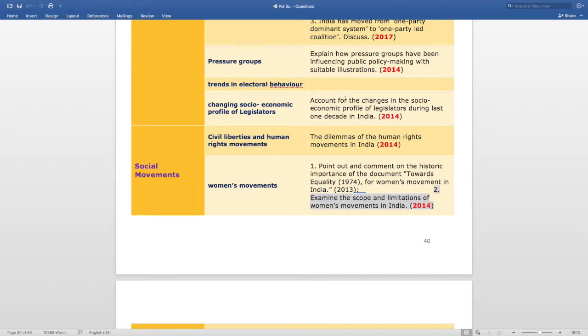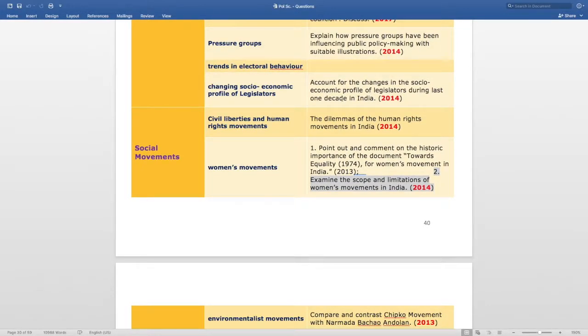The next subtopic is pressure groups. The question is: explain how pressure groups have been influencing public policy making with suitable illustrations. The question is asked in 2014. The subtopic: trends in electoral behavior. There is as such no question in the last 5 years. The next subtopic is changing socio-economic profile of legislators. The question is: account for the changes in the socio-economic profile of legislators during the last 1 decade in India. This question is asked in 2014.